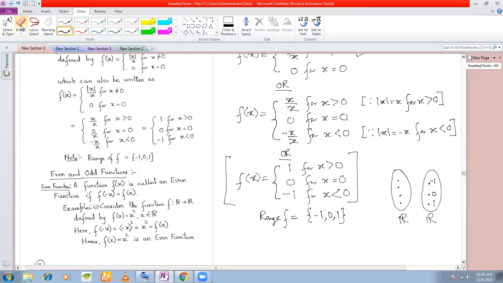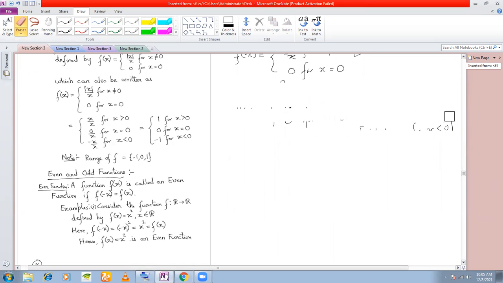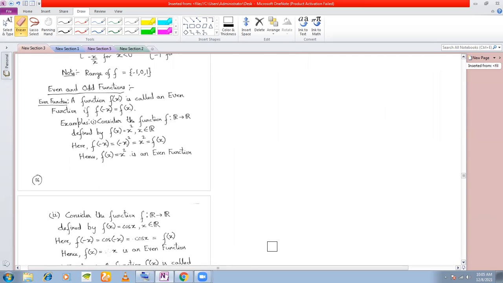Okay. Now we come to an important definition, which is called the even and odd functions. We shall not be using the definition of even and odd functions much in class 11, except a few sums. But the concept of even and odd functions is very important for class 12. Okay. Now, what is an even function? For any given function, if you take f of minus x and you see that it is equal to f(x), then we say that f(x) is an even function.